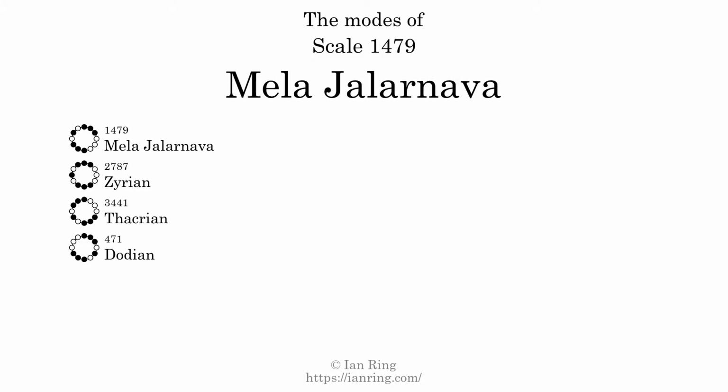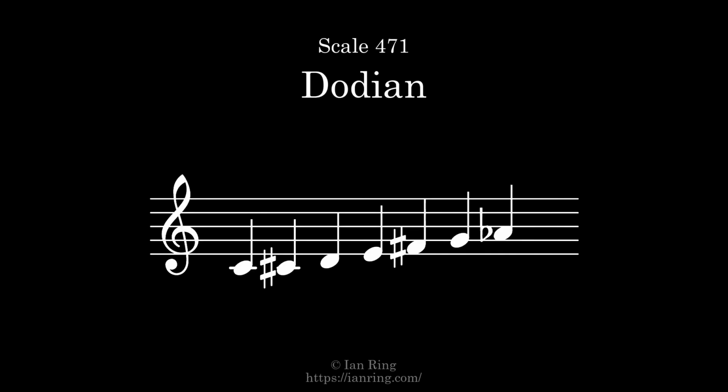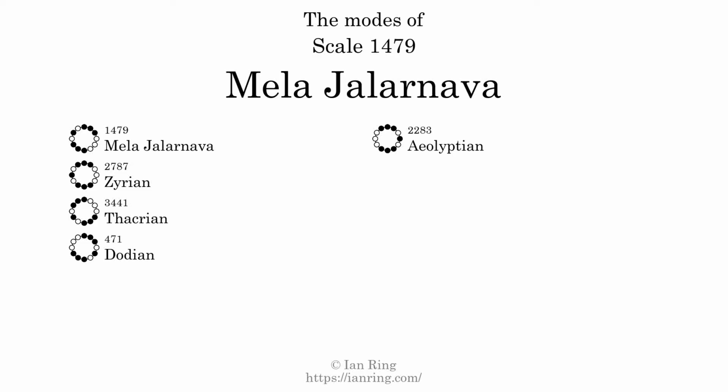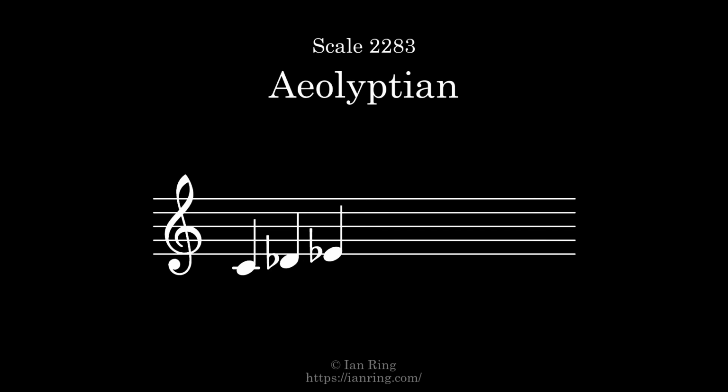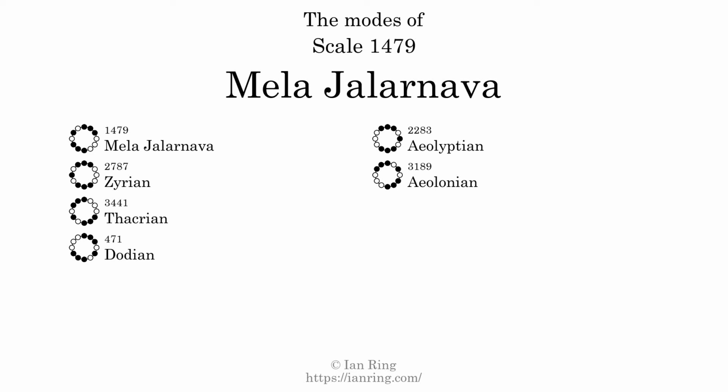The fourth mode is scale 471, also known as Dodian. It sounds like this. The fifth mode is scale 2283, also known as Elliptian. It sounds like this. The sixth mode is scale 3189, also known as Aeolian. It sounds like this.